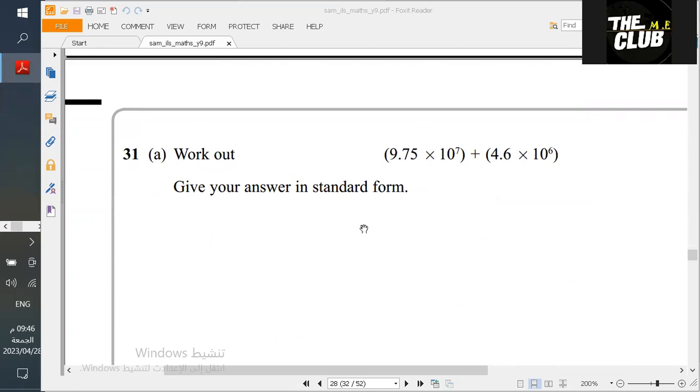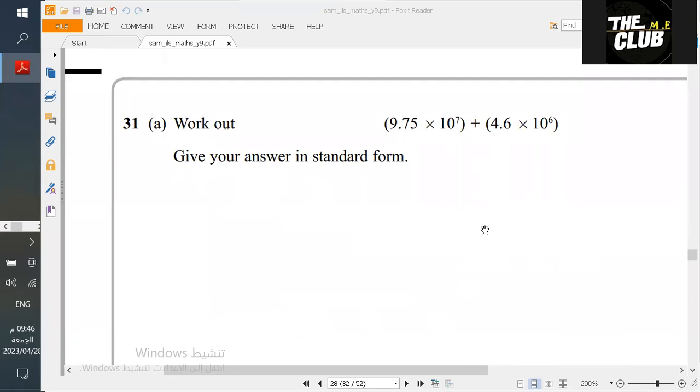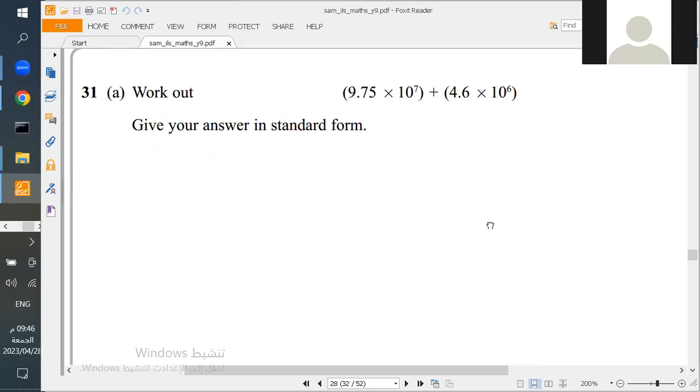31. Work out this. Of course, give your answer in standard form. As we said, this is calculator based. First, you must make all the powers the same.